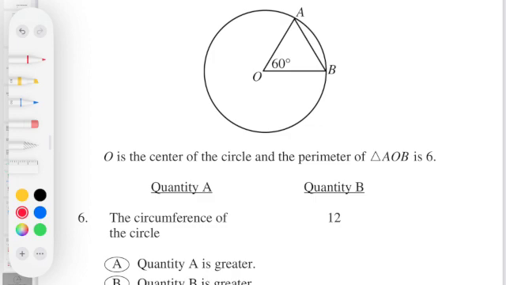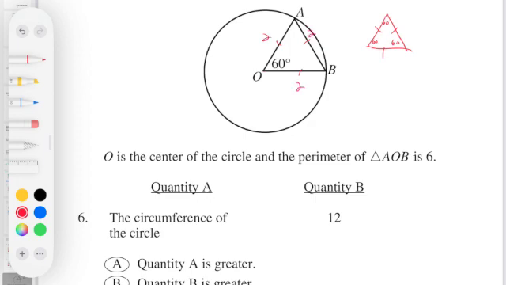So if 0 is the center of the circle, triangle AOB clearly has 2 radii here, right? And the perimeter of the triangle is 6, so we need to figure out, are all 3 sides of the triangle going to be the same? And we know that they are, because this angle right here is 60, an equilateral triangle. All the angles are 60 degrees and all the sides are equal.